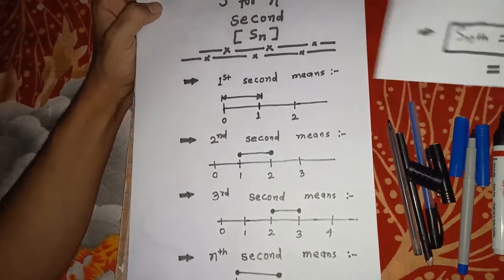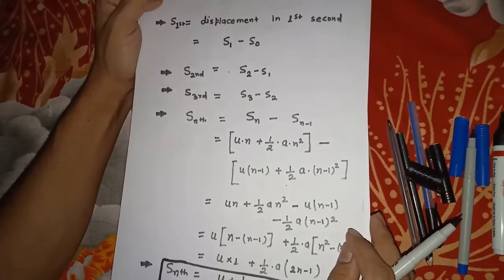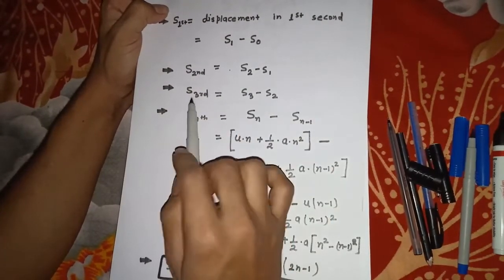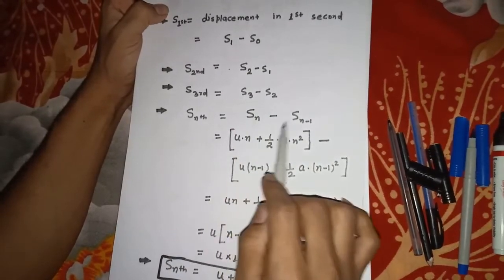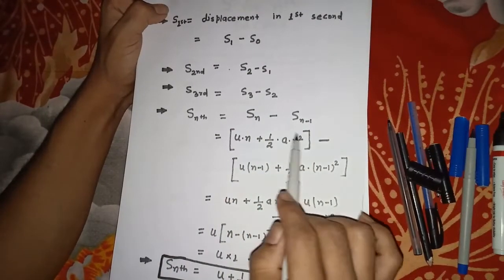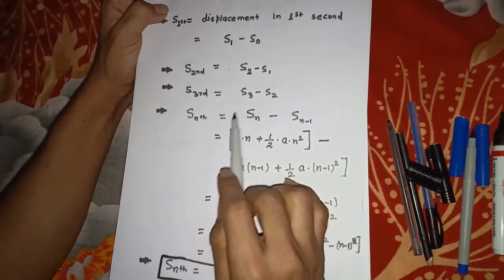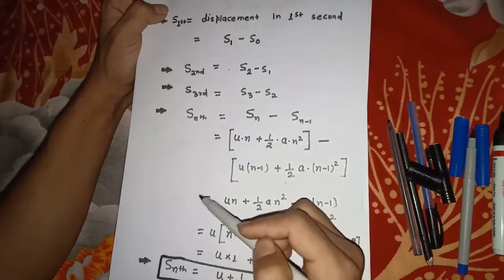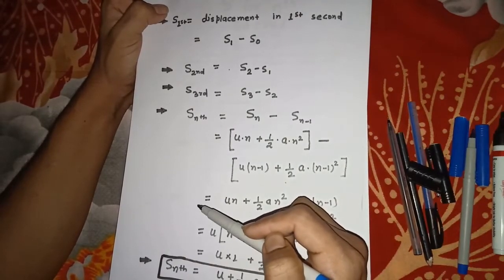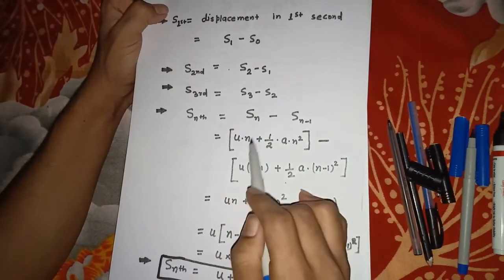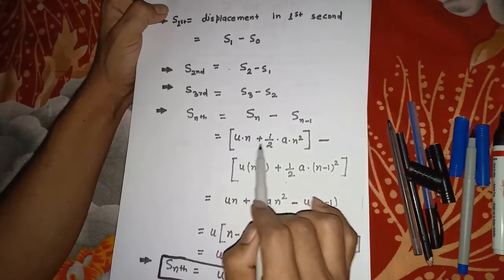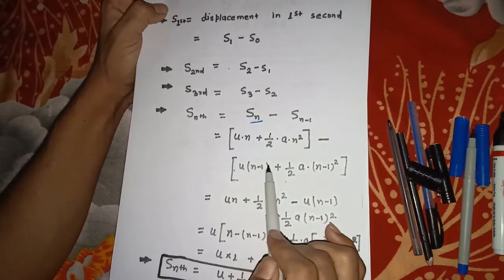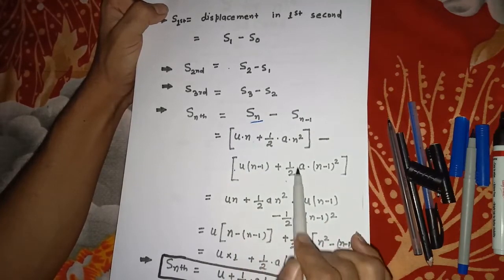You can easily understand that. For the second second it is S2 minus S1, third S3 minus S2, and nth Sn minus Sn minus 1. It means you have to subtract the displacement for n second and the displacement for n minus 1 second. I've already told you. After using the equation of motion ut plus half at square, you can solve un plus half a n square for Sn, and for n minus 1, t is n minus 1, so u into n minus 1 plus half a into n minus 1 square.